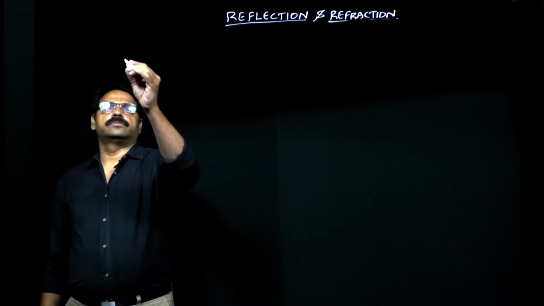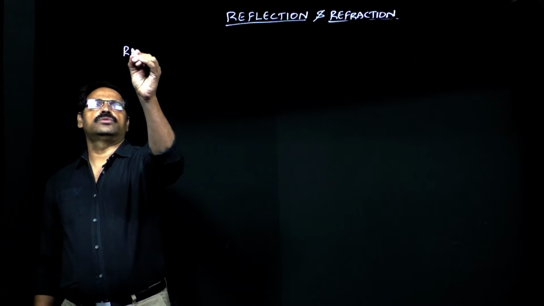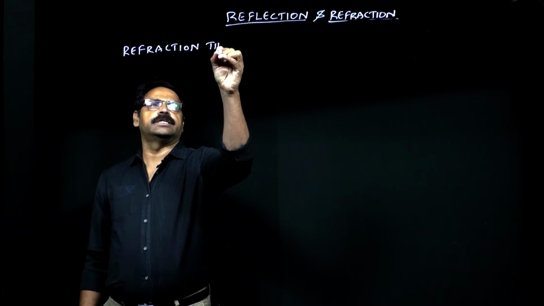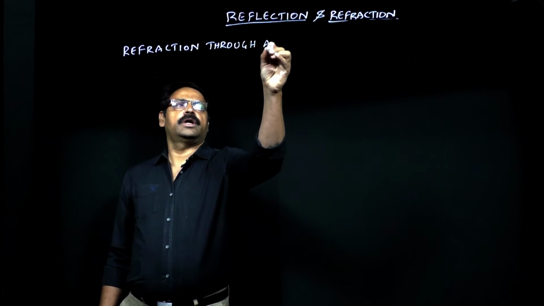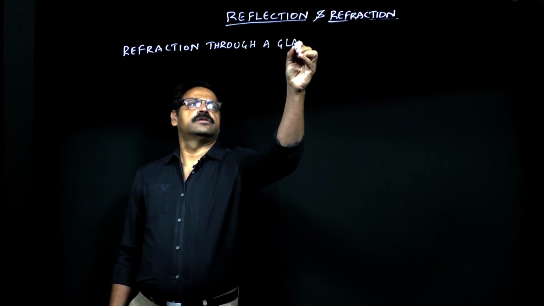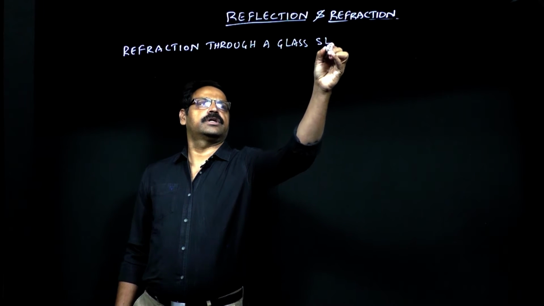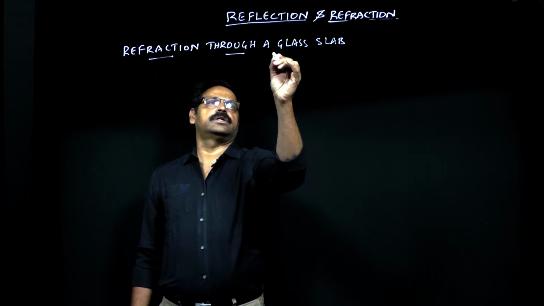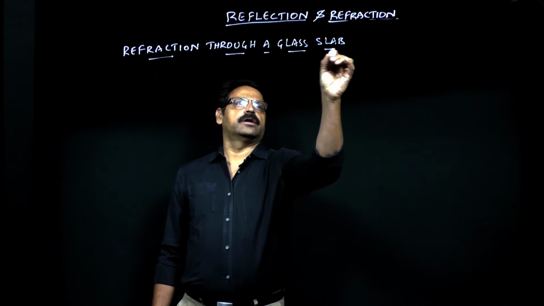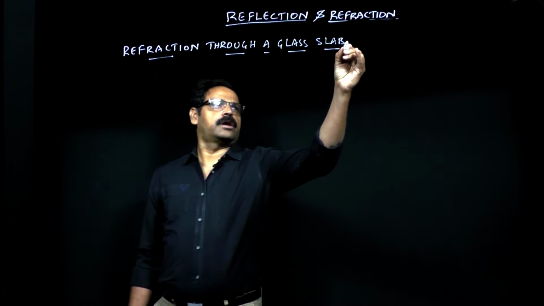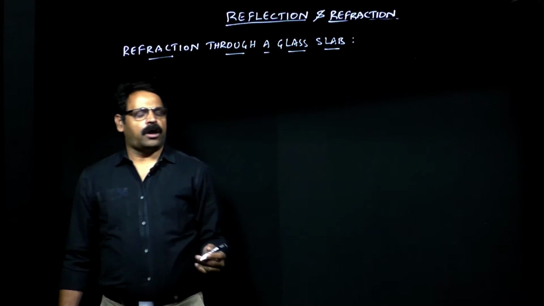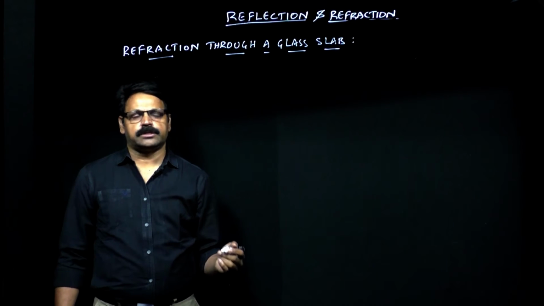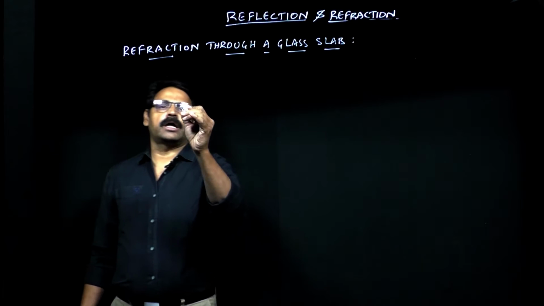We'll now look at the refraction through a glass plate, through a glass slab. That means so far we have seen the two different media, how the refraction takes place. Now we'll look at how the refraction takes place when a glass slab is placed along the path of the ray.